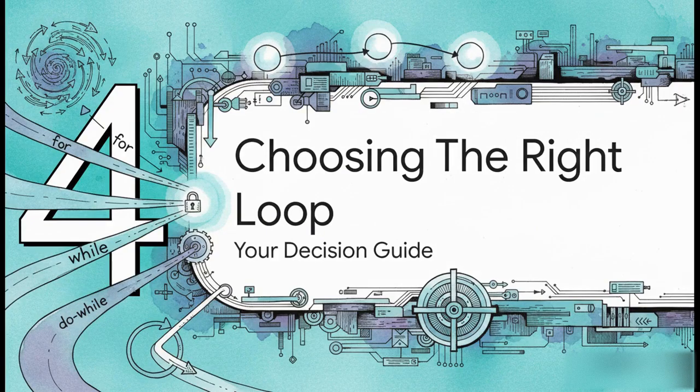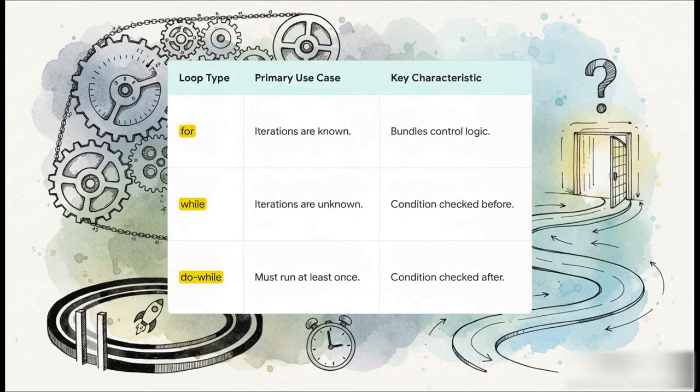Okay, so we've got 3 powerful tools in our belt now: for, while, and do while. The big question is, how do you pick the right one for the job? This table right here is a fantastic way to see it all at a glance. But really, the key difference boils down to one simple thing. When does the condition get checked? For and while are cautious. They check at the beginning. Do while just dives in and checks at the end.